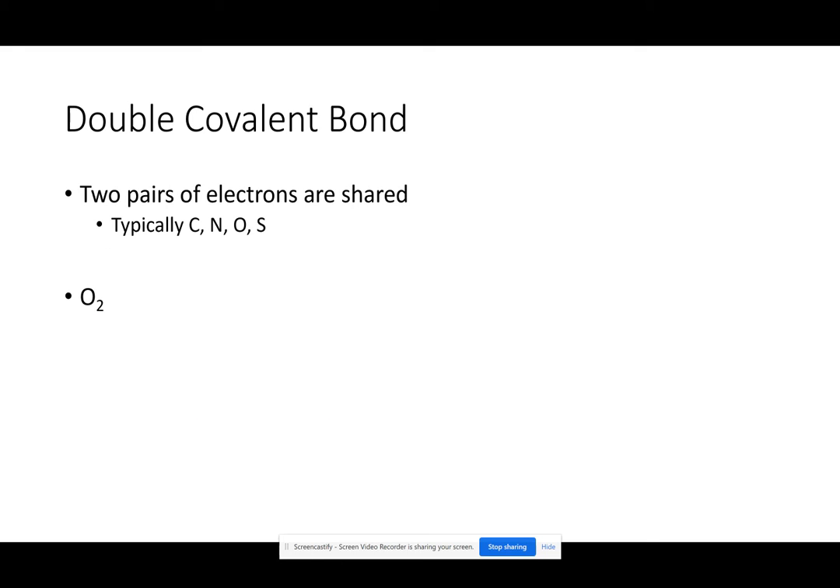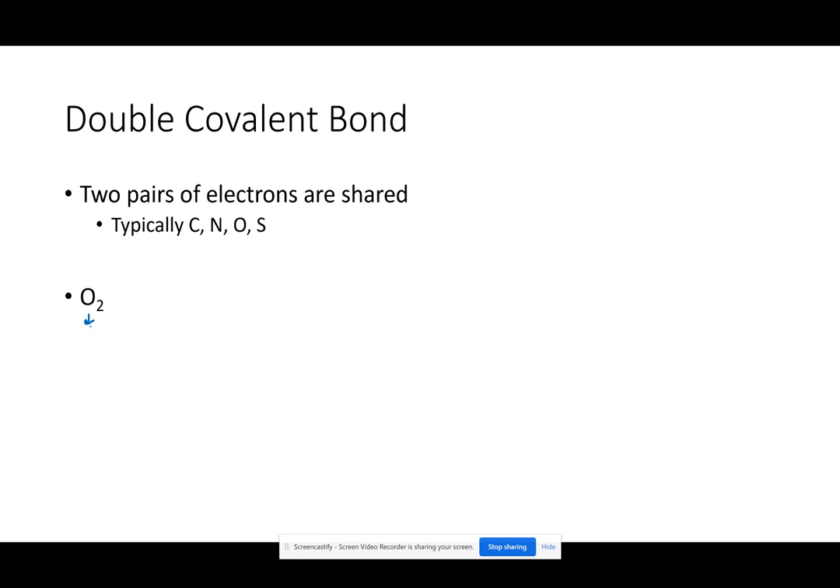In a double covalent bond, 2 pairs of electrons are shared. You will typically only see double bonds with carbon, nitrogen, oxygen, sulfur. Now, things won't be labeled single bond, double bond in the future, so we'll just go through how to know that you have a double bond.